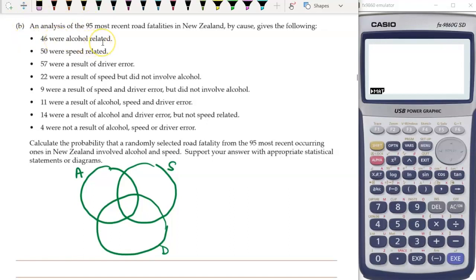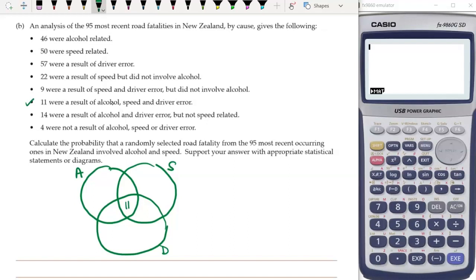Right, 46 alcohol related means that this alcohol circle is going to add to 46. So we can't put 46 straight in there. Same for these 3 dots actually. So I'm going to look for one that helps me to put something in straight away. Now that's this one just here. 11 were a result of alcohol, speed, and driver error. So all 3. They cross over in the middle, and there's 11 that is all 3 of those.